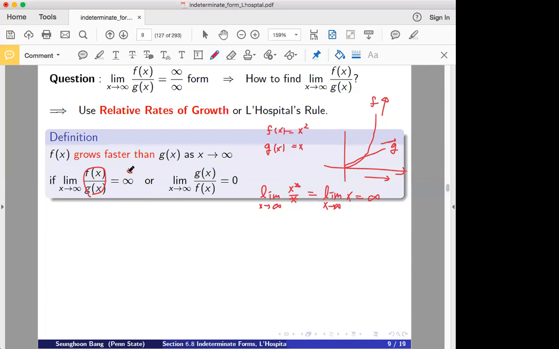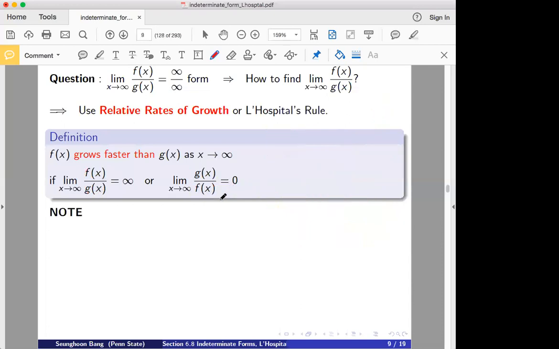The top one is growing faster than the bottom one, so the limit is always infinity. The limit as x approaches infinity of g of x over f of x is x over x squared, x crossed out, so we have the limit of 1 over x. The answer is 0. So true, right? This is the one definition that makes sense.